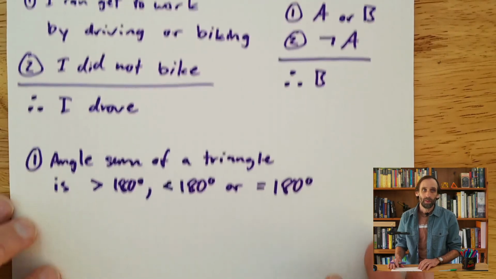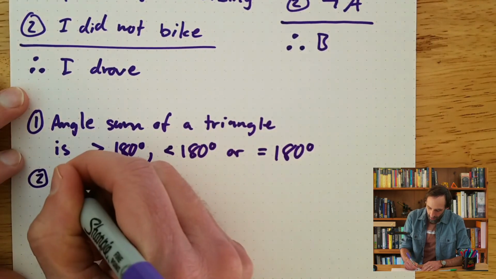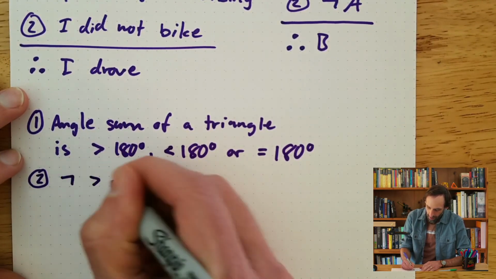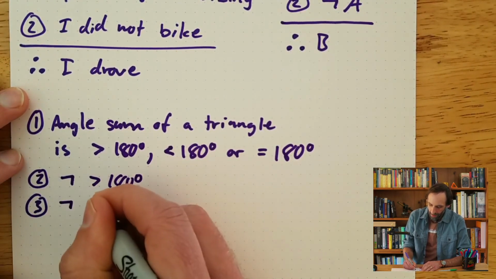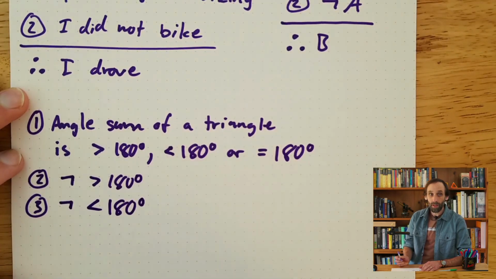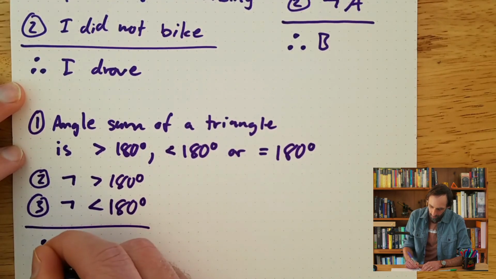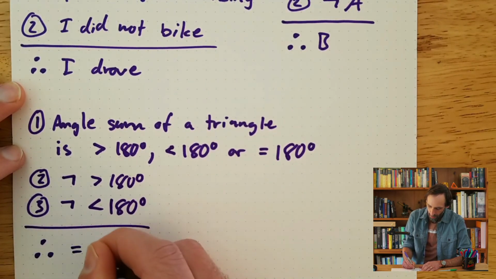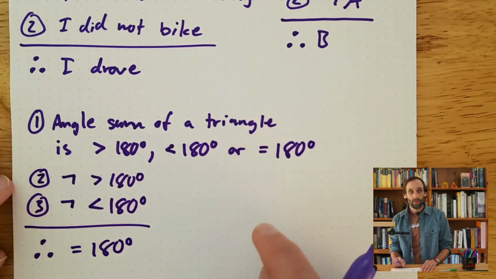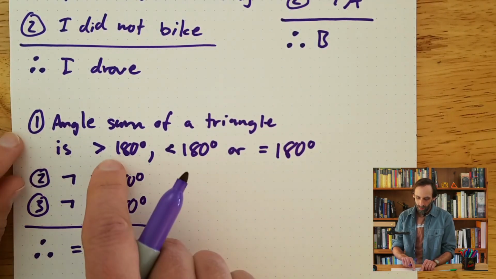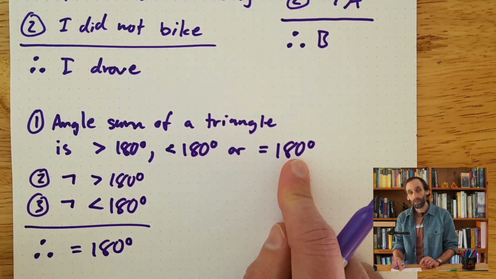Now, if you could prove, let's say premise number 2, that it was not greater than 180 degrees. And let's say premise number 3, you could also prove that it was not less than 180 degrees. Then you would be able to conclude, therefore, it equals 180 degrees. Okay, so this is using the disjunctive syllogism, but keeping in mind that since we have 3 possibilities, we need to eliminate 2 of them in order to be able to conclude the third.